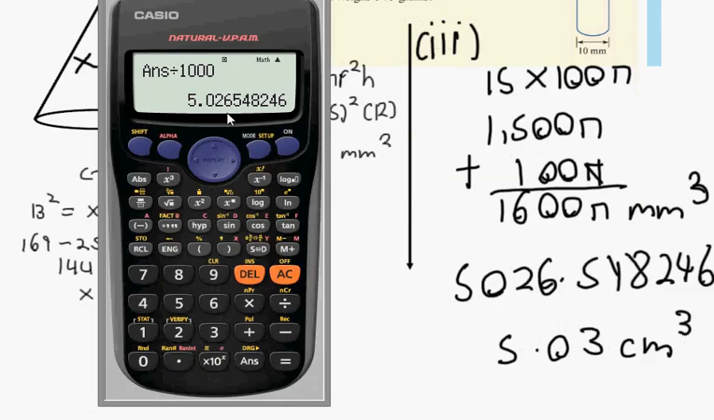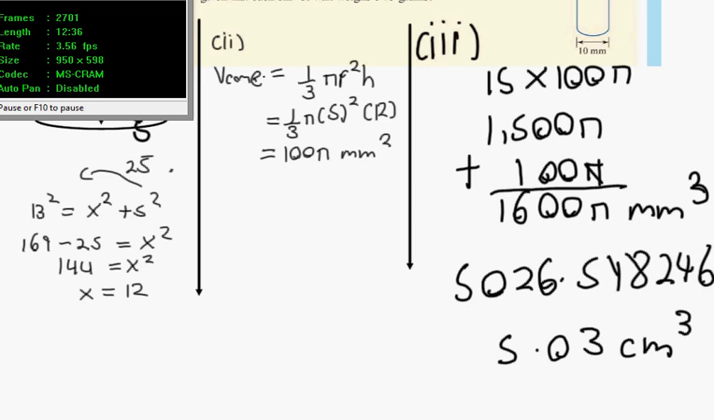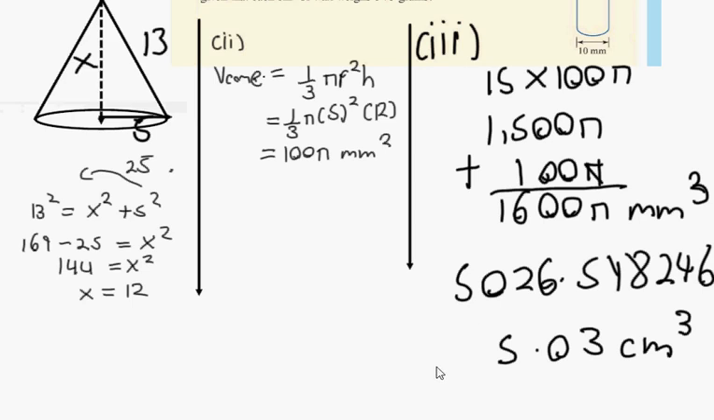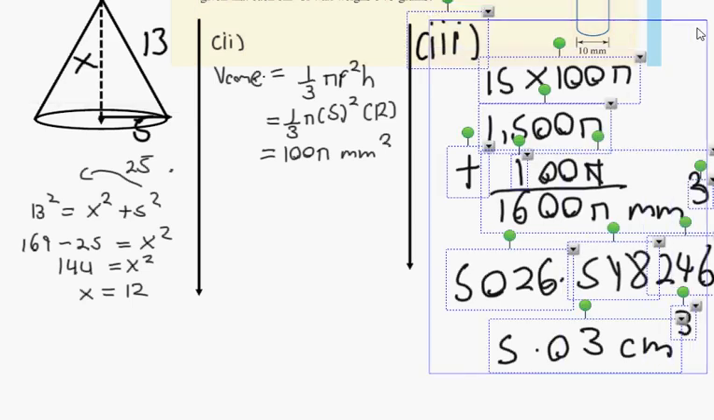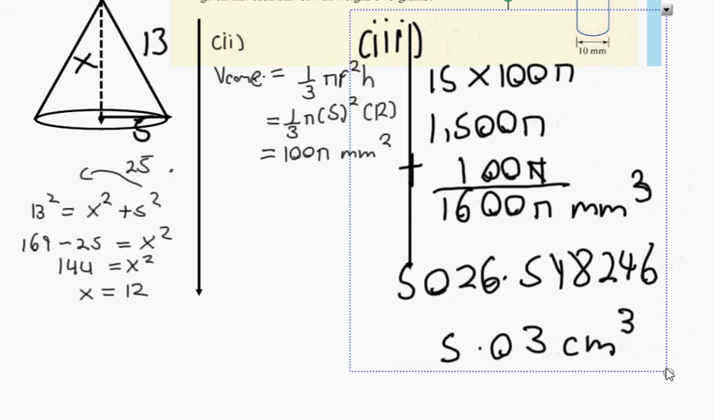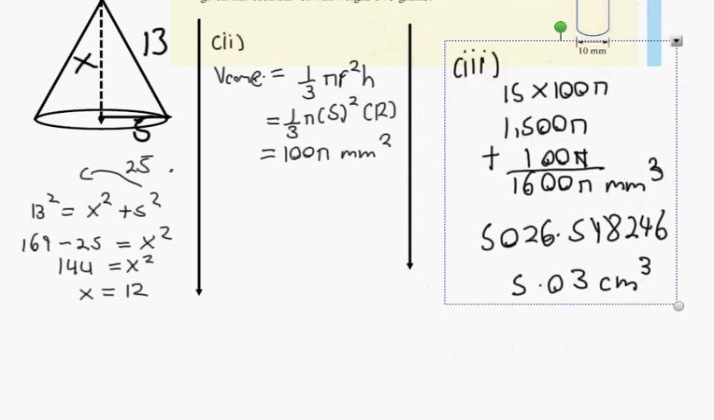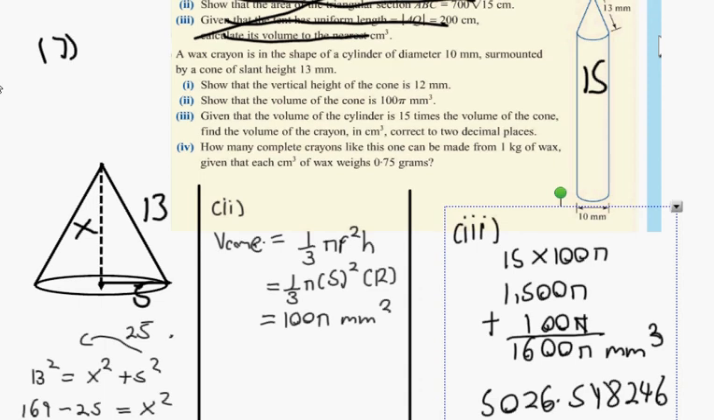Alright. Next one is question 4, okay? And question 4 is, I think it's probably going to be find the height, is it? How many complete crayons like this one can be made from 1 kilogram of wax, given that each centimetre cubed of wax weighs 0.75 grams, okay? So to do this question, and I'll do it in the middle here.